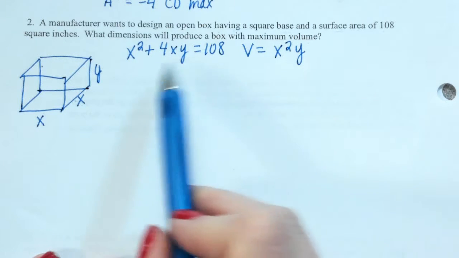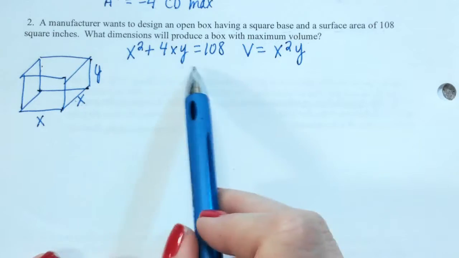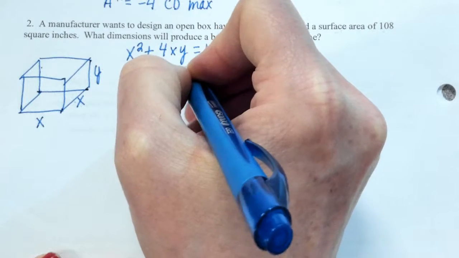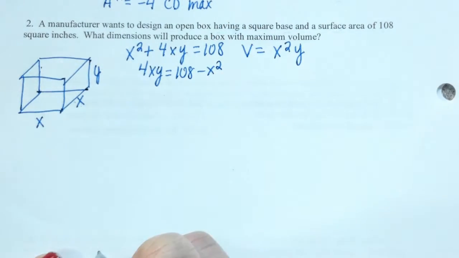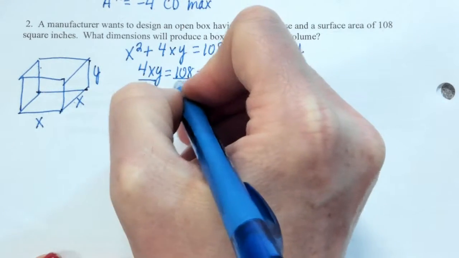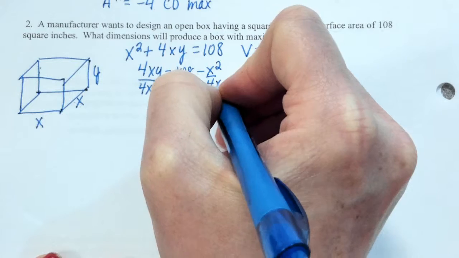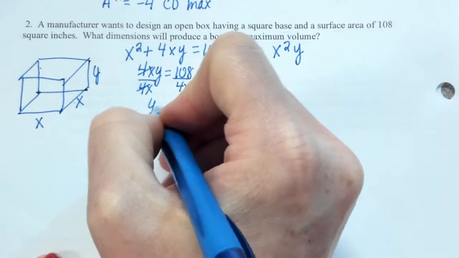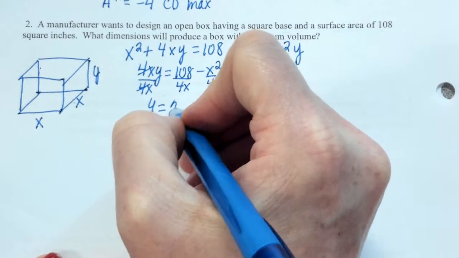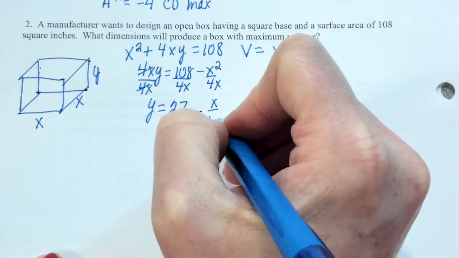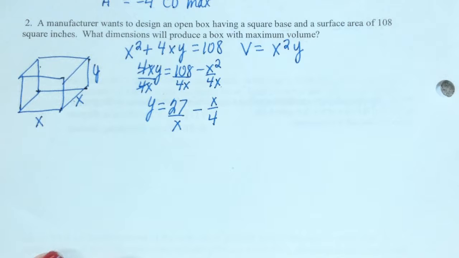But in order to take the derivative of this volume, I have to get rid of the y. How will I get rid of the y? What do I have to do here? Solve for y. So I'm going to have 4xy equals 108 minus x squared. To get y by itself, I'm going to divide each of these terms by 4x. So these are going to cancel. I get y. 108 divided by 4 is 27 over x minus, simplifying this, is x over 4. So there's what y is.